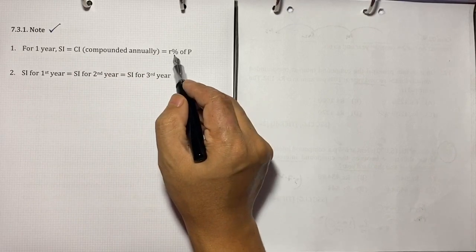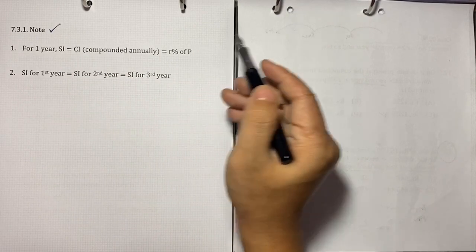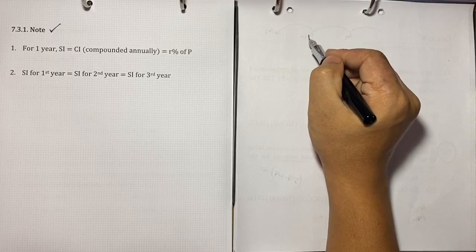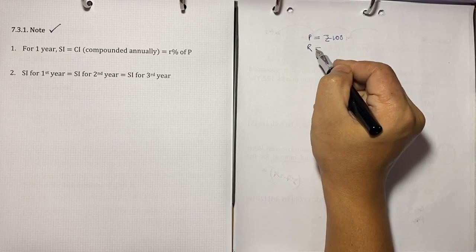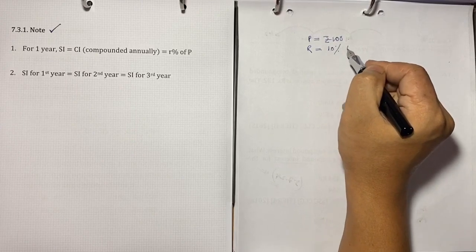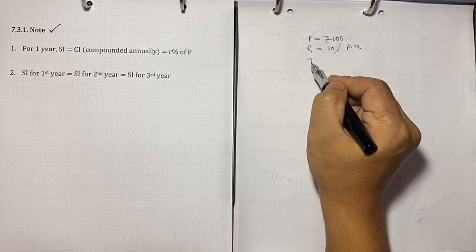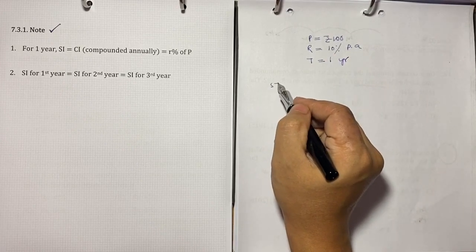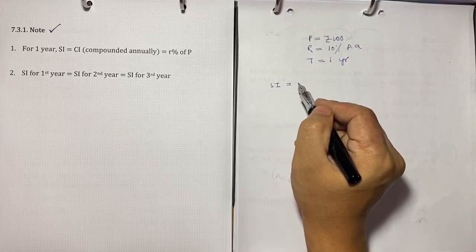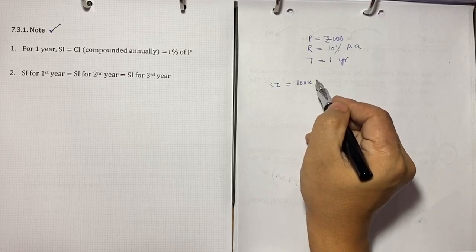The interest value is the same thing as R% of P. For example, principal equal to rupees 100, rate of interest equal to, let's say, 10% per annum, and time equal to 1 year. Simple interest is P into R into time.